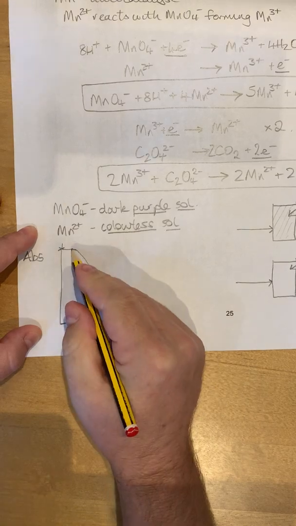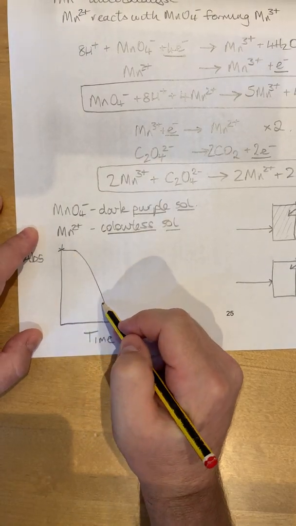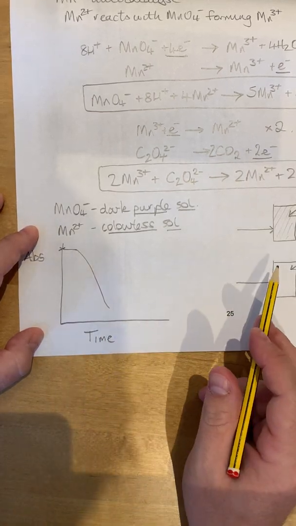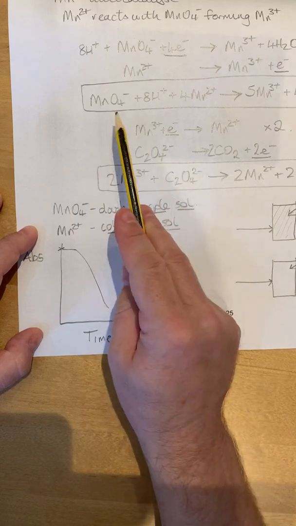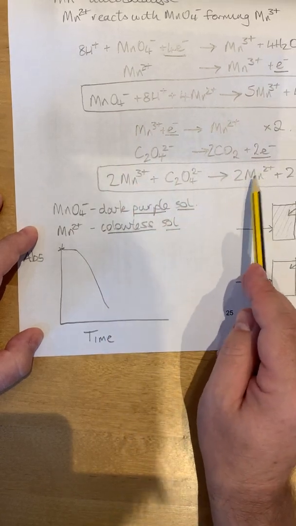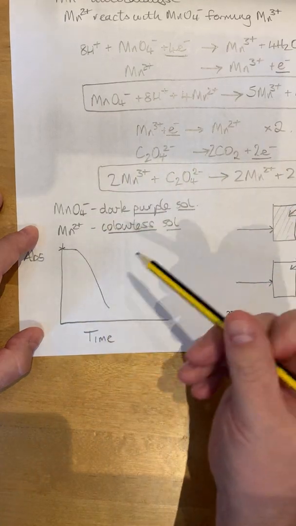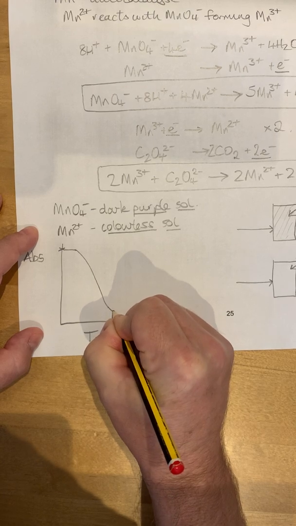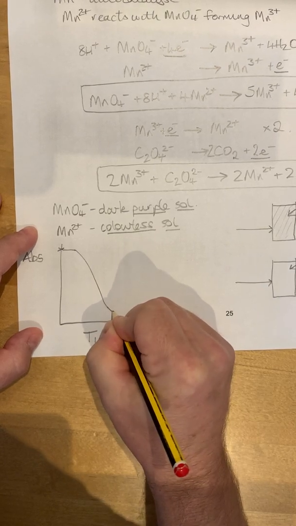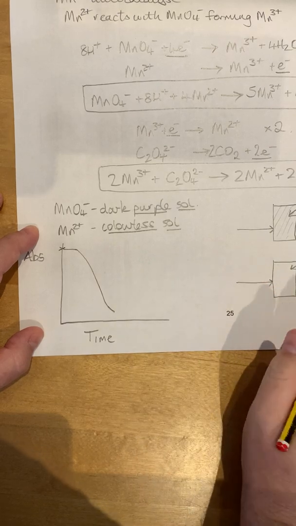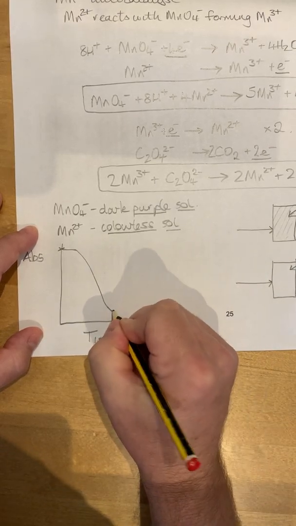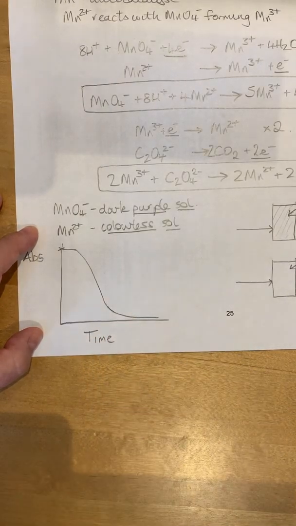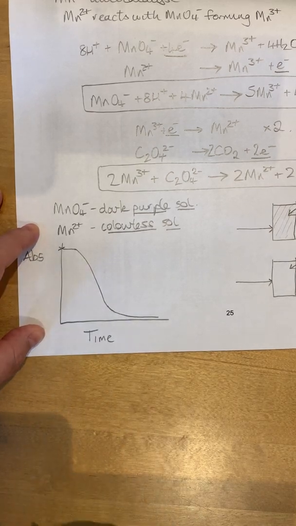So we get a very sharp increase in the rate, until a point where we start to run out of the MnO4-. Because we're running out of the MnO4-, we've got fewer collisions between the Mn2+ and the MnO4-, so the rate starts decreasing as we'd expect with a reaction. So the rate falls, and obviously it becomes more of a colourless solution a lot slower, until eventually the colour stabilises and the reaction's finished.